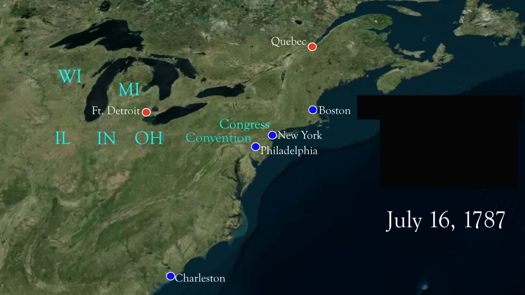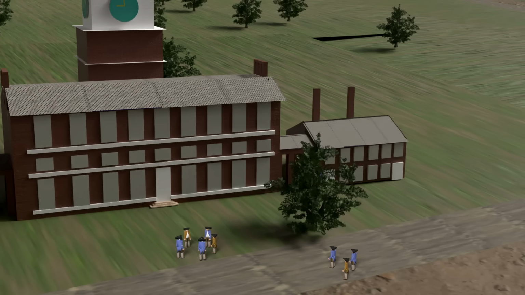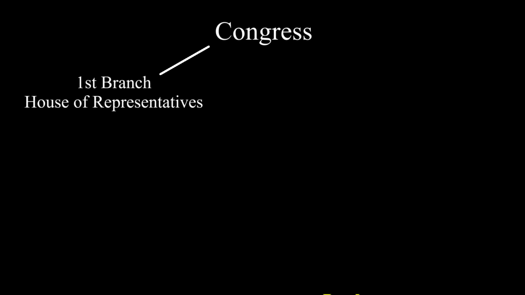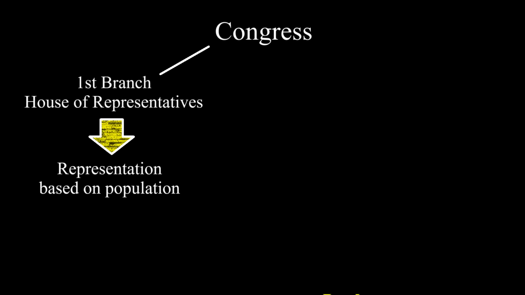July 16. Back in Philadelphia, the long, bitter debate over congressional representation comes to a close. It's a compromise. The first branch of national legislation, which would be the House of Representatives, would be based on proportional representation. A census would be conducted every 10 years to recalibrate state representation.